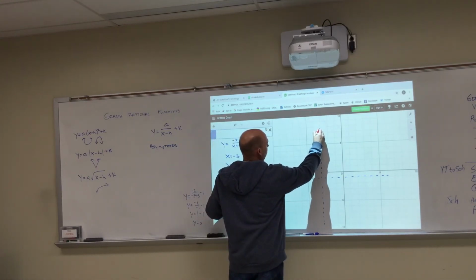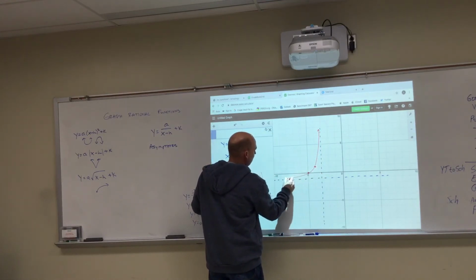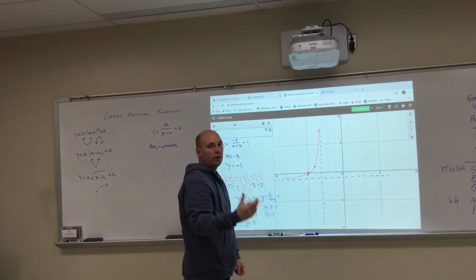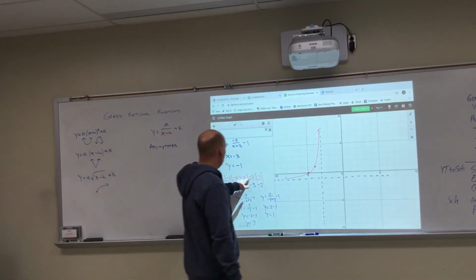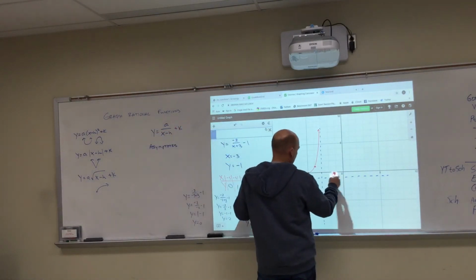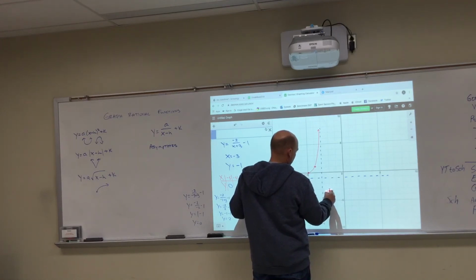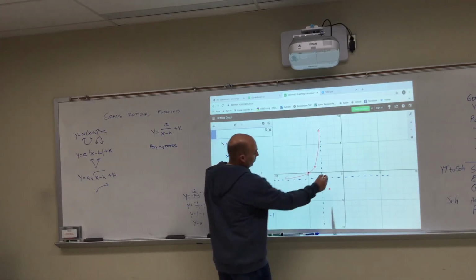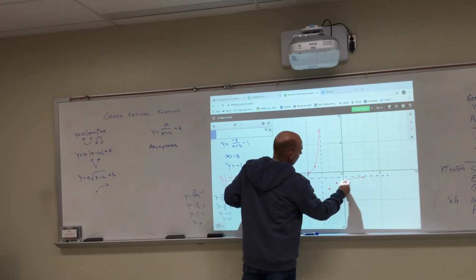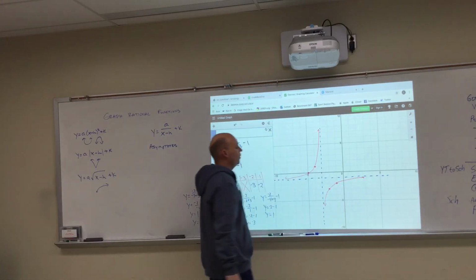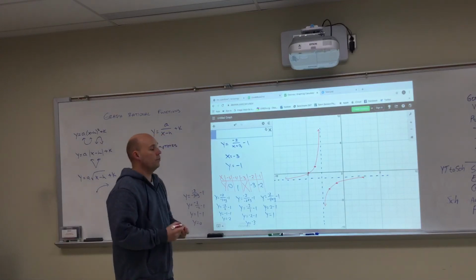And again, we're getting really close to these lines, but we're not touching the lines. So we're going to continue to get closer and closer, but we're never actually going to touch it, okay? So -2, -3, that'd be this point right here. -1, -2 is this point right here. So again, same idea. We're getting really close. And that's how you graph a rational function.